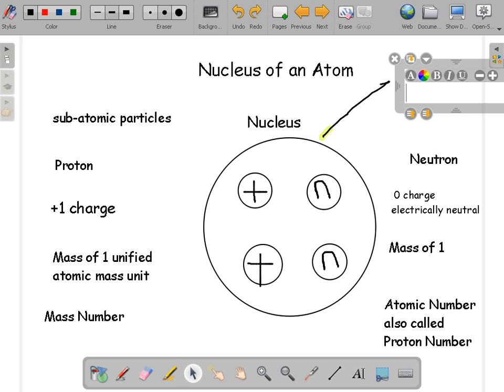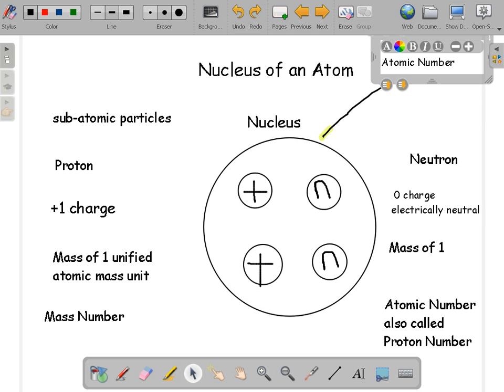So we have atomic number. Our nucleus has an atomic number of 2 because it has 2 protons. You can count it: 1, 2. We have 2 protons, so it has an atomic number of 2.